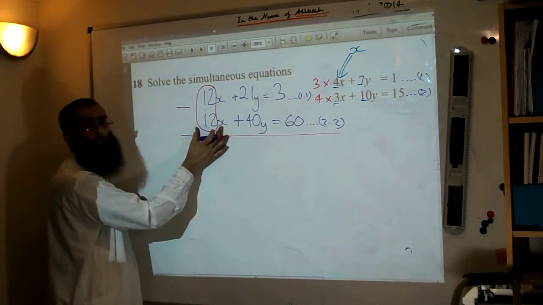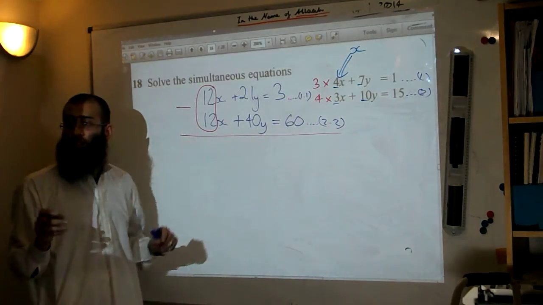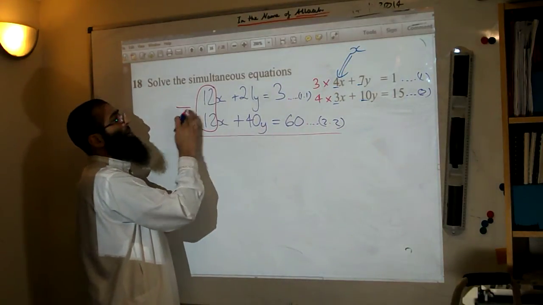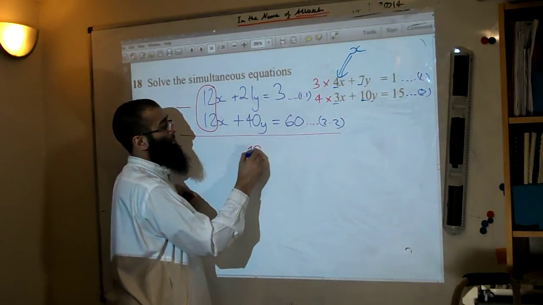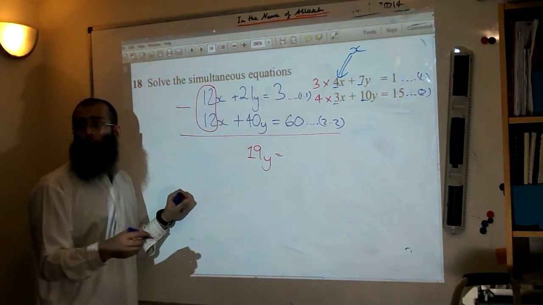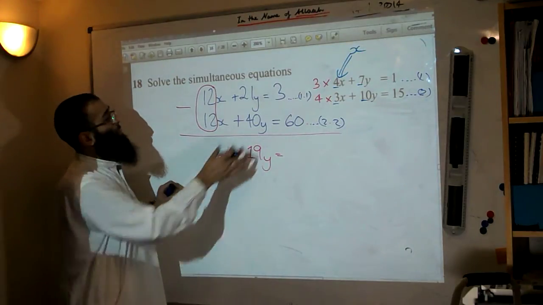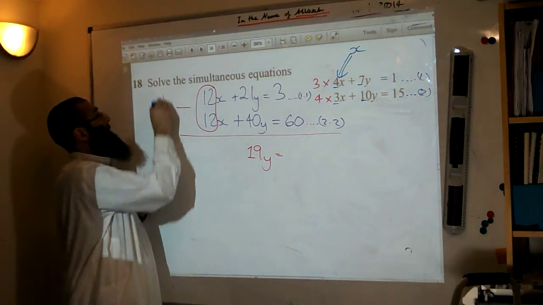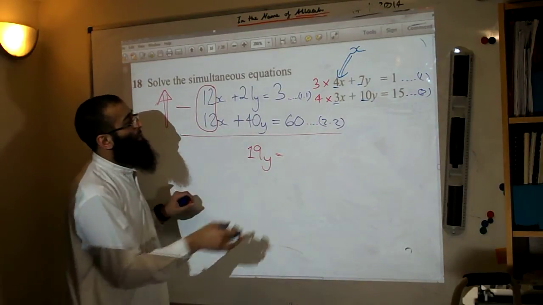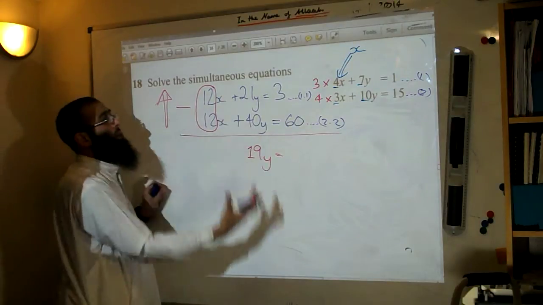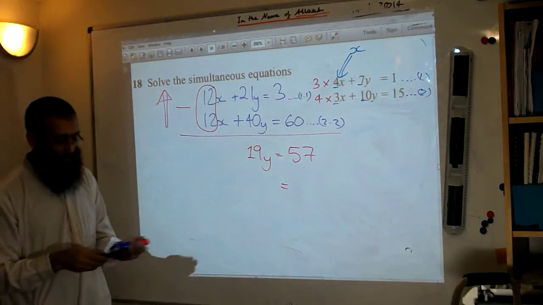You can't go up and down. So what I'm going to do now is 12x minus 12x, that gives us 0x, nothing. Gone, finished. We have plus 40y minus 21y, that will give us? 19y. The whole point of going up is that we wouldn't get a minus answer. 40y take away 21y gives you 19y. Next is 60, take away 3, we're going up. 57.